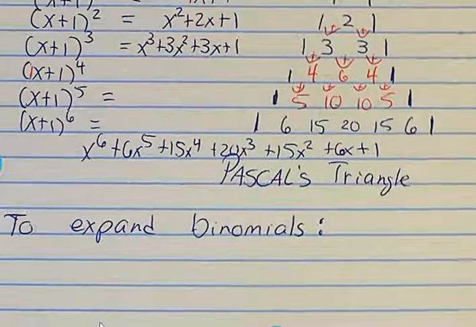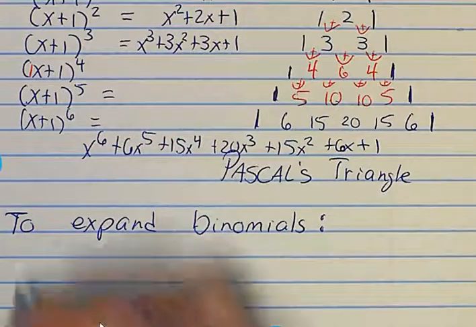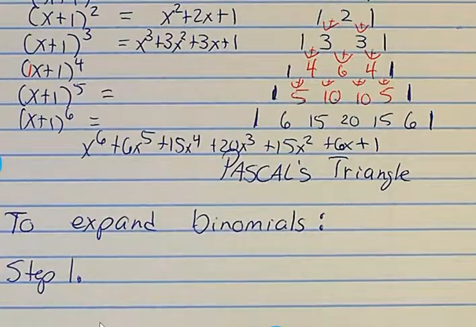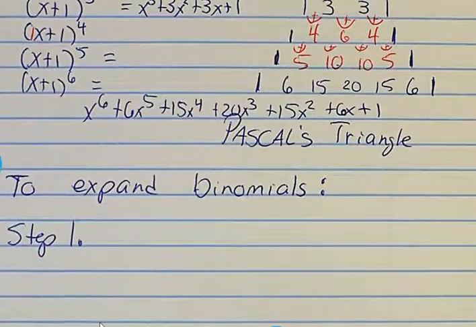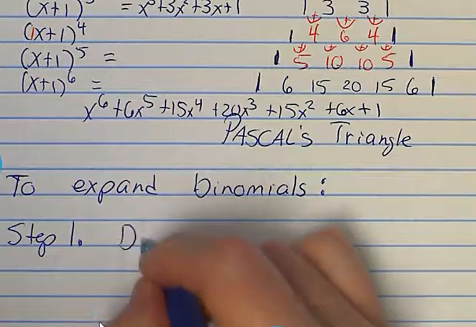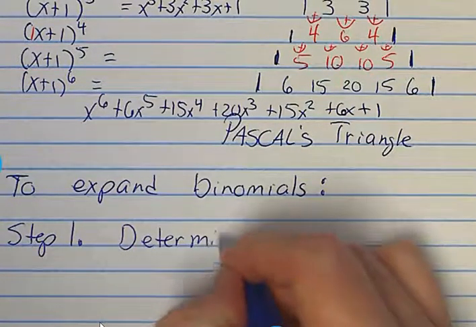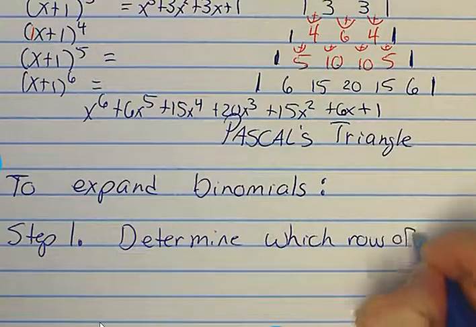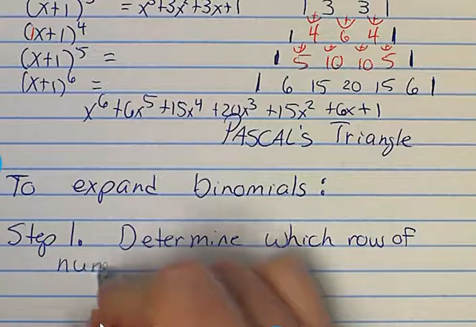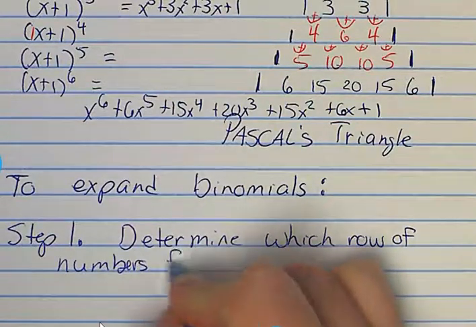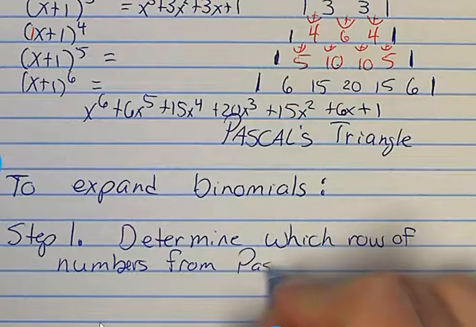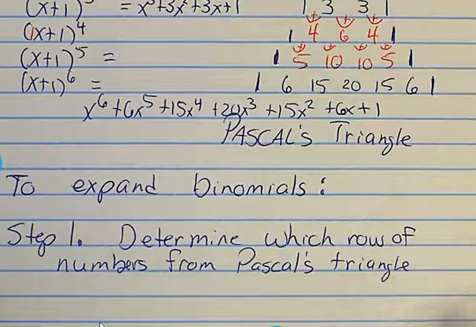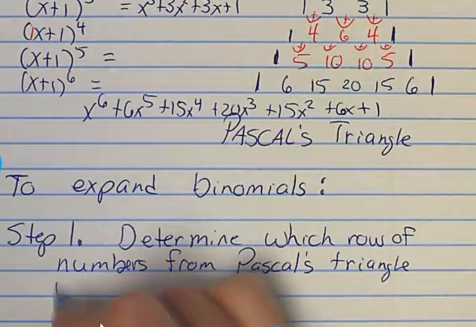Okay, so if we're going to expand binomials, the first thing you're going to have to do is determine which row of numbers from Pascal's triangle you need.